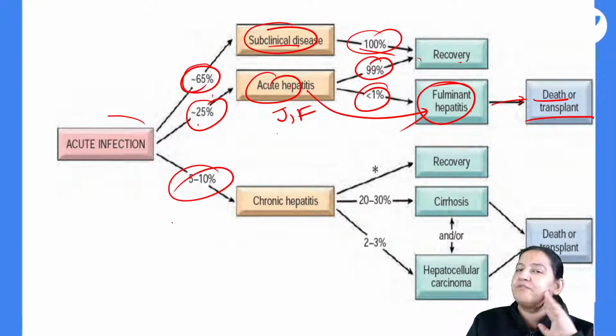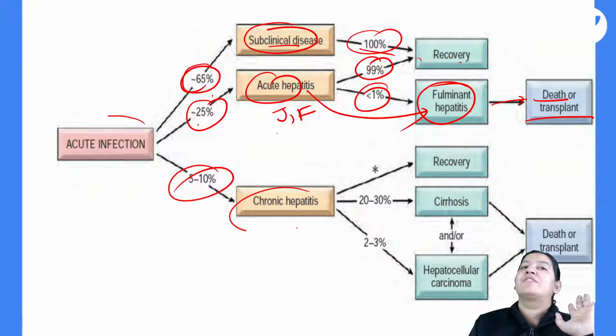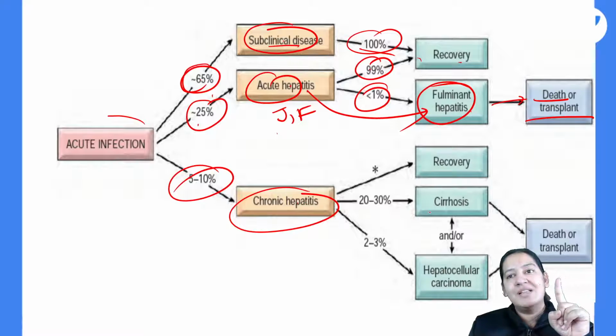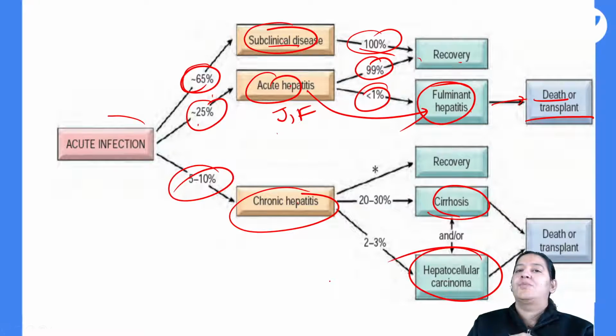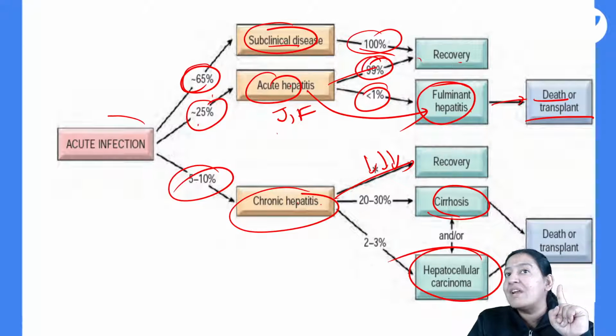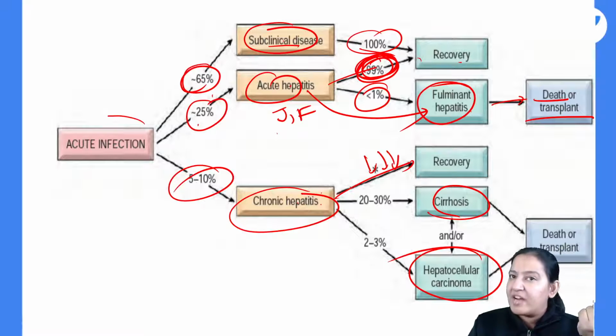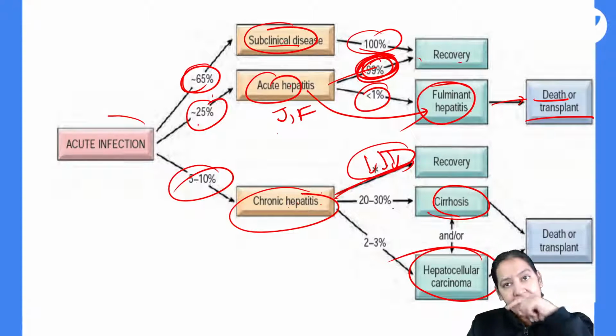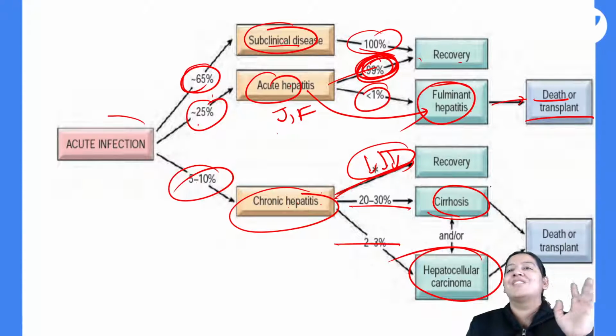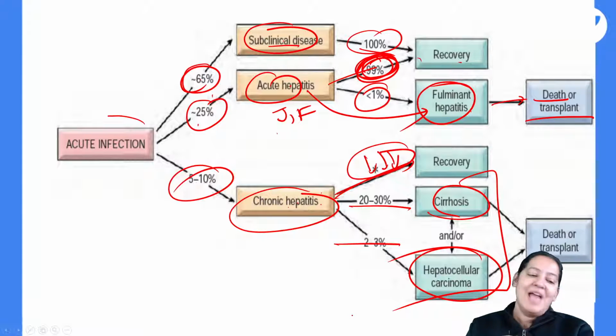What about the next 5 to 10? Only 5 to 10 present with chronic. And chronic will result in cirrhosis or hepatocellular carcinoma. Everyone give me a thumbs up. In chronic, the chances of recovery are very less. In acute, the chances of recovery are 99%. But in chronic, the chances of recovery are nil. Either they will convert into cirrhosis or hepatocellular carcinoma. That's why they will present with ascites to you. Everyone give me a thumbs up.